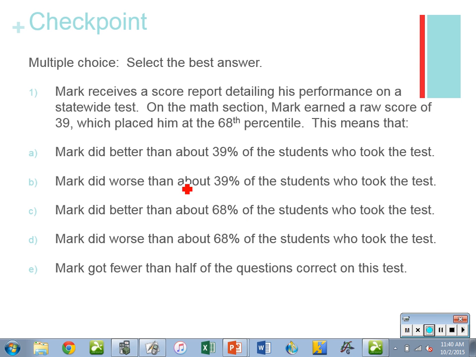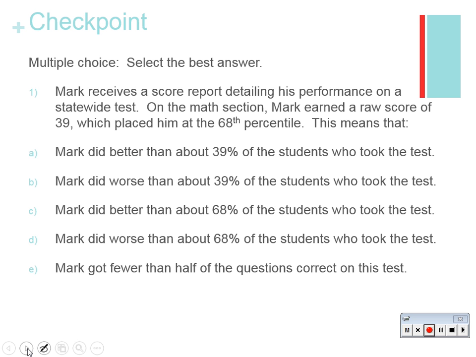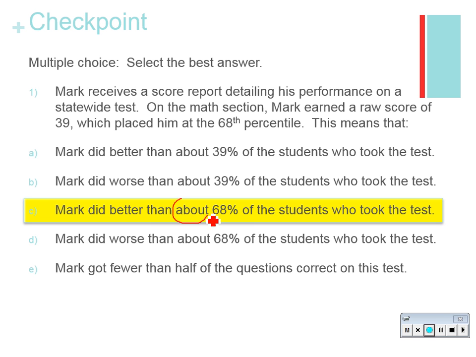So the first question says, Mark receives a score report detailing his performance on a statewide test. On the math section, Mark earned a raw score of 39, which placed him at the 68th percentile. What does this mean? The answer to this was C. Mark did better than about 68% of the students who took the test. And notice the key thing here is he did better than about 68%. Because that ranks him at the 68th percentile, that means he scored better than 68% of the students who took this test.